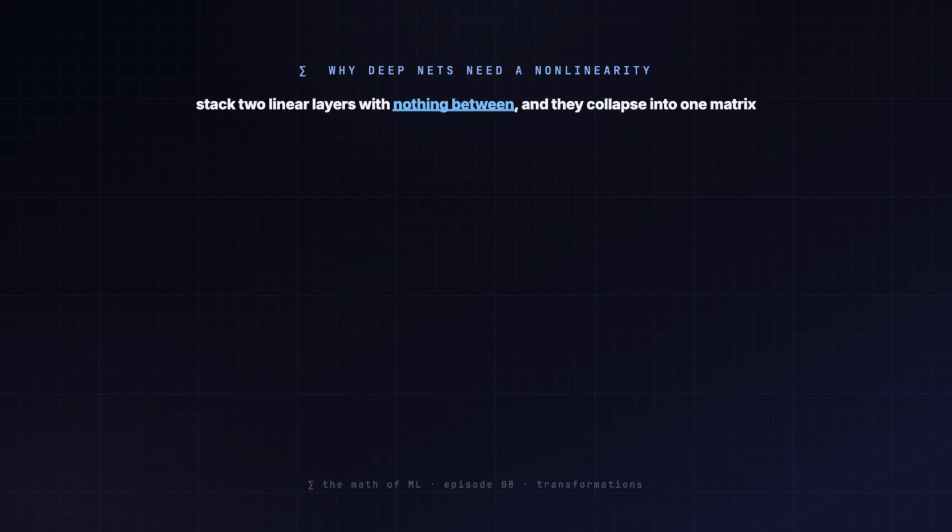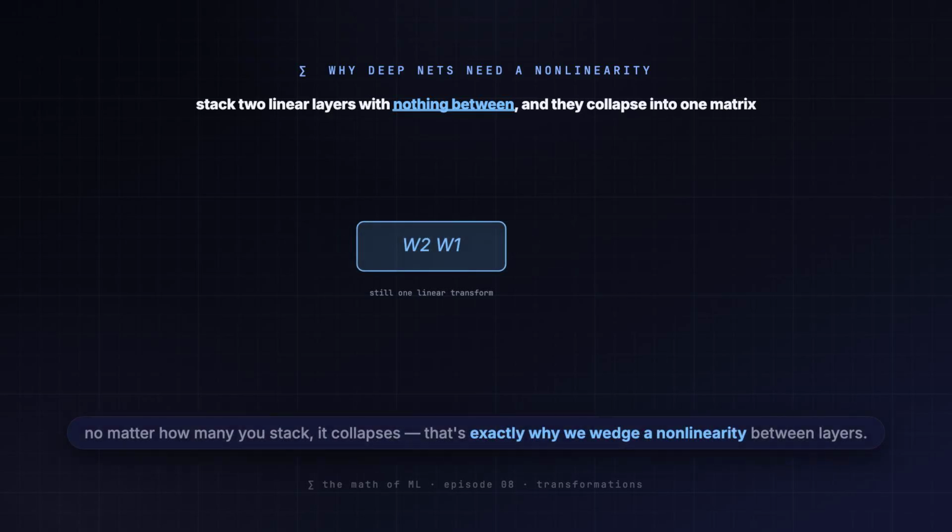Here's the punchline for deep learning. Stack two linear layers with nothing between them, and you've just multiplied two matrices, which is still one matrix, one transform. No matter how many you stack, it collapses. That collapse is exactly why we wedge a nonlinearity between layers.